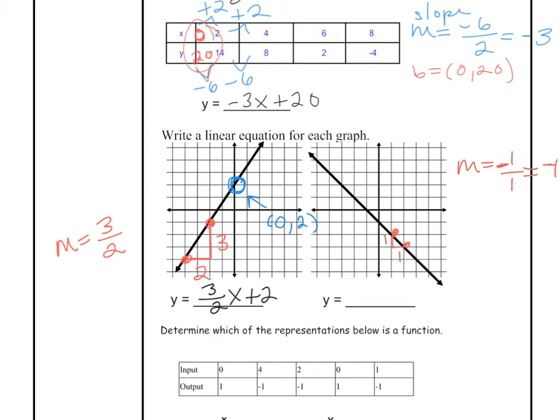Now we need our y-intercept. My line crosses the y-axis right here. That's the point (0, -1). So let's go ahead and write our equation. Our equation should be -1 in front of x, and then my y-intercept is by itself, so -1x minus 1.